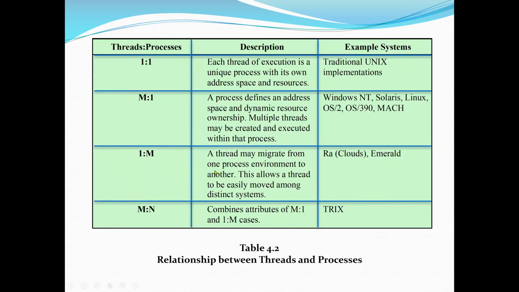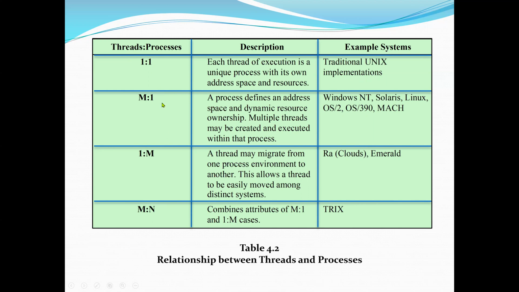So these are the different approaches to the relationship between threads and processes. We may have a one-to-one relationship, which means each thread of execution is a unique process with its own address space and resources. This is normally the Unix implementation.